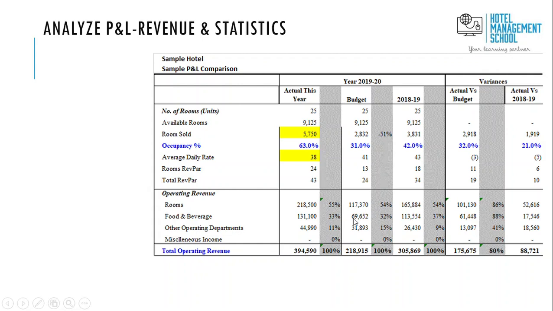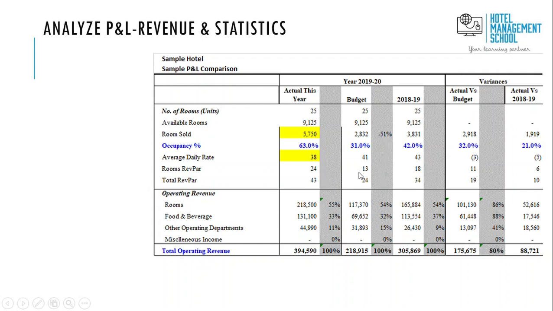Then ratio analysis means, if we want to understand how the 101,000 extra from the rooms division is coming out, you can look at the occupancy ratios. Occupancy has increased from 31 to 63%. The rate, however, has dropped from 41 to 38, which might be caused by aggressive marketing strategies, or selling at a lower rate to get the volume. RevPAR, however, has increased significantly here, which shows that it's a good performance.